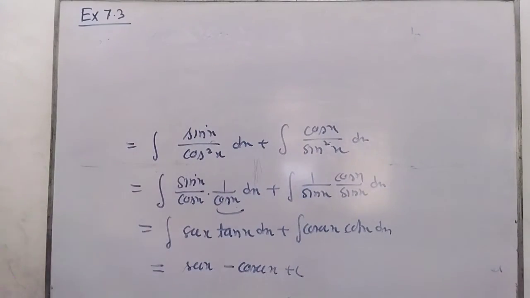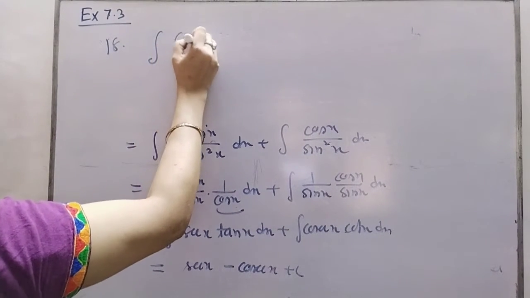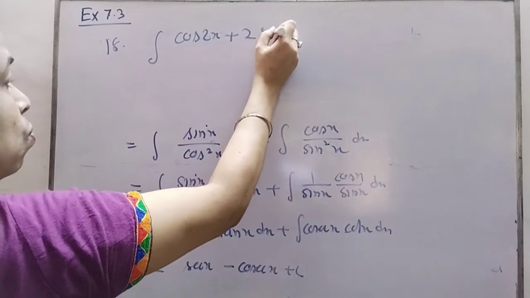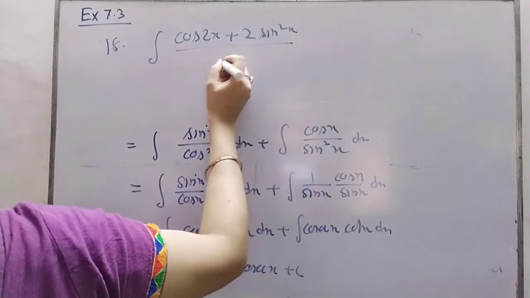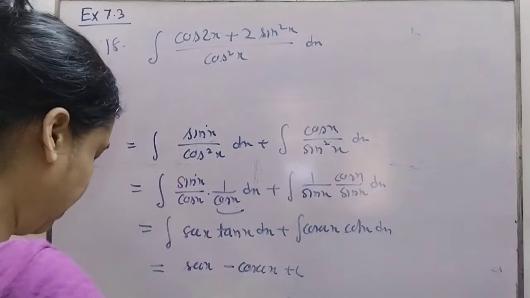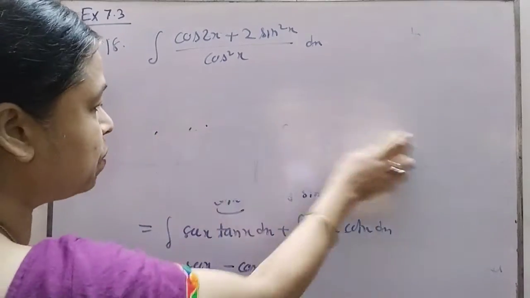Now I go to question number 18. See what your question number 18 is? Integration of (cos 2x + 2 sin²x) divided by cos²x into dx. Hope you understand what to do for the solution of this question.